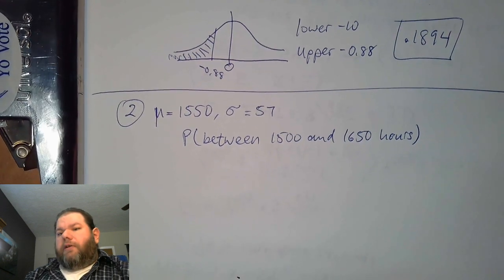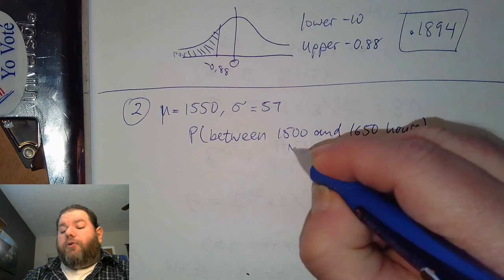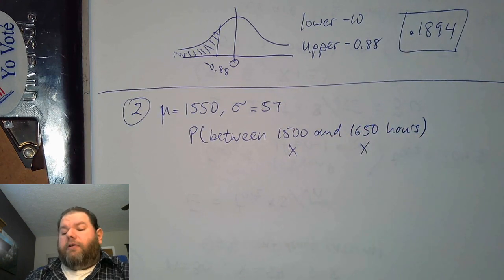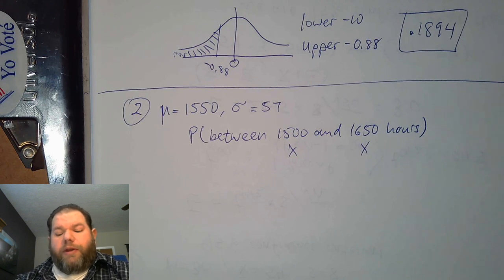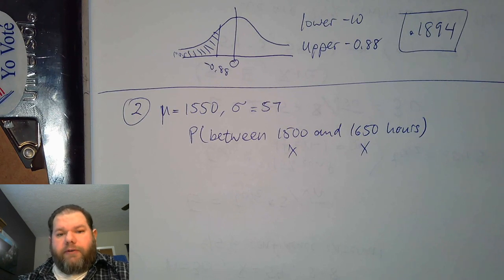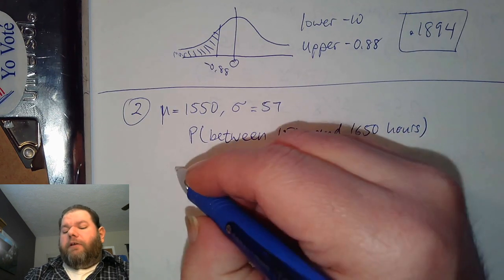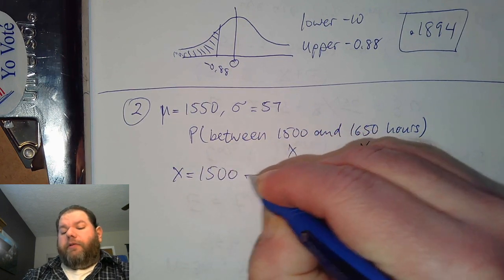Now, when they give us two numbers like this, these are both x values. So that means whenever it's between, like we have here, we have to find a z-score for both of the values that we're given. So for x equals 1500, we have to find z.